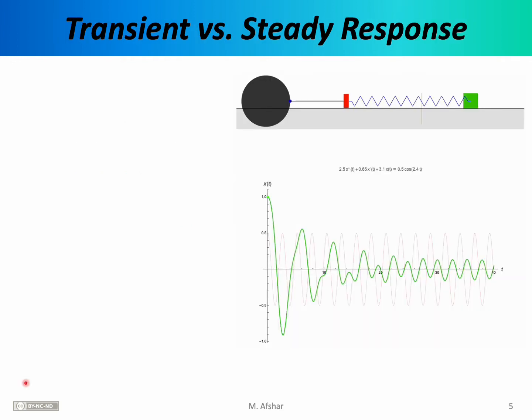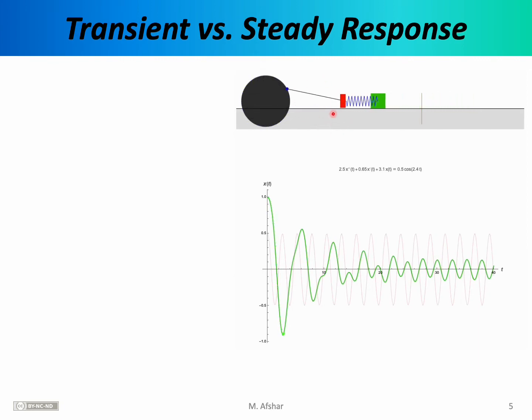To better understand the distinction between the transient response and the steady state response, consider this particular example here. We have a block, that's this green square, that is attached to a spring. On the other end, the spring is attached to a red block, which in turn, through this rod, is connected to a wheel. The wheel in just a minute is going to rotate, and as it rotates, it pushes and pulls on the red block.